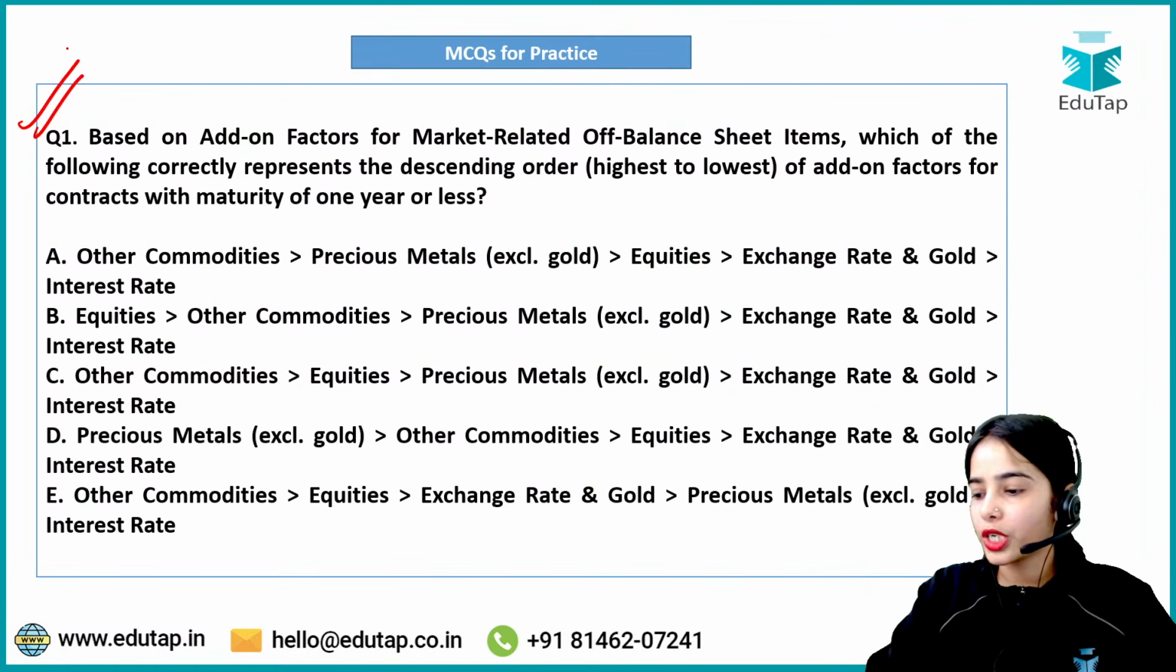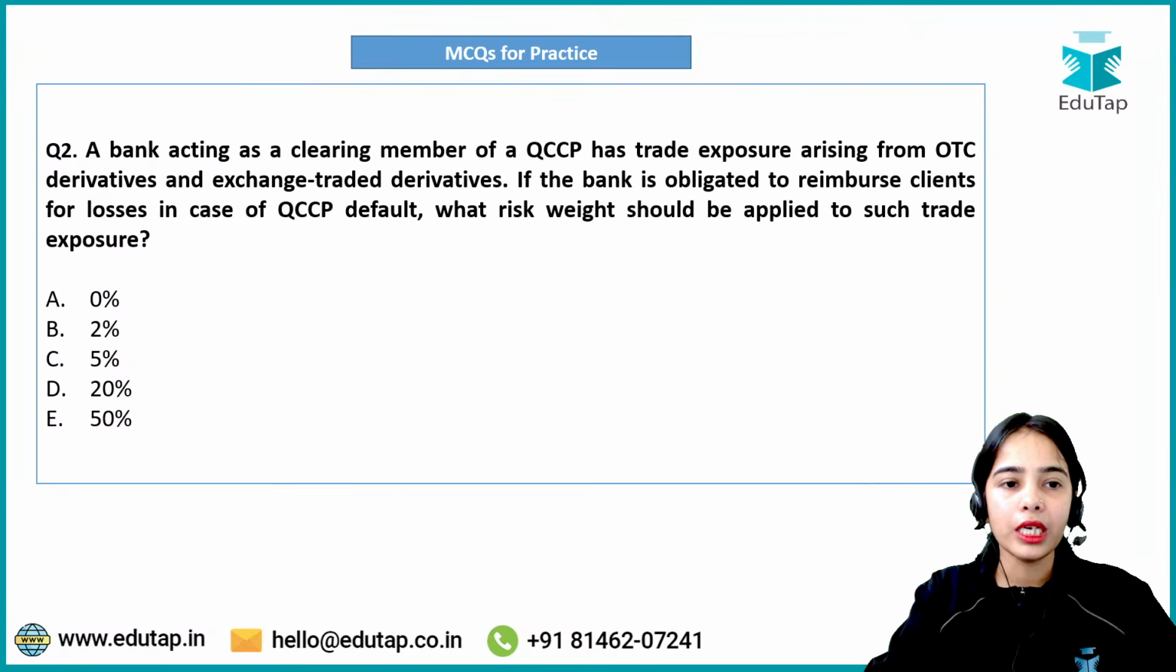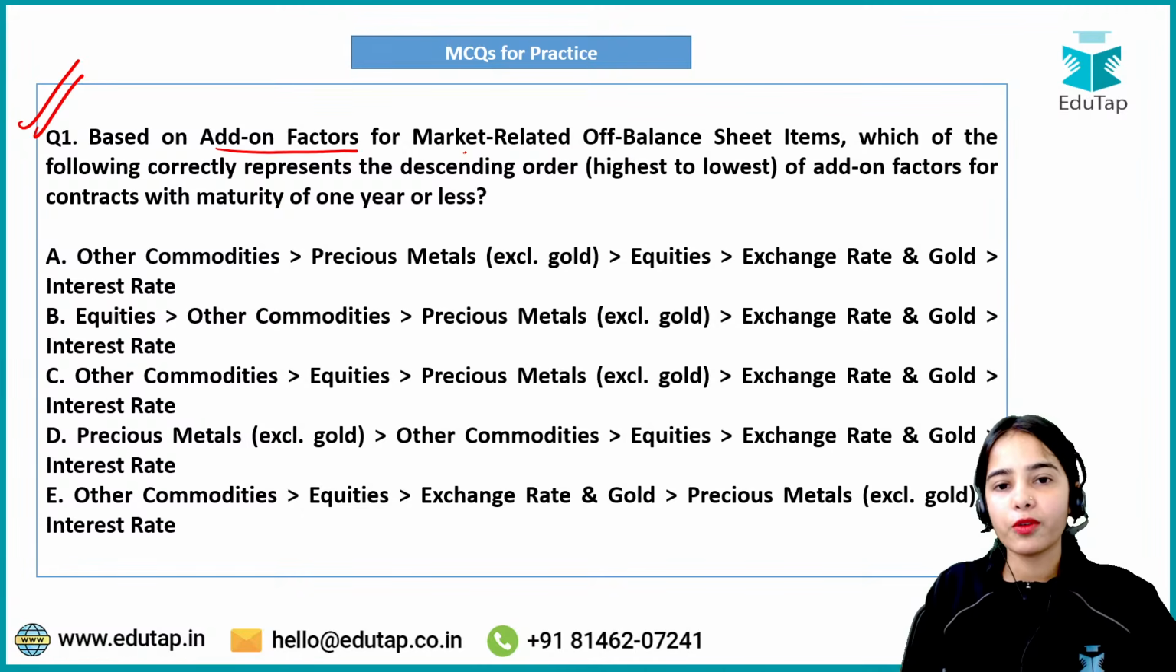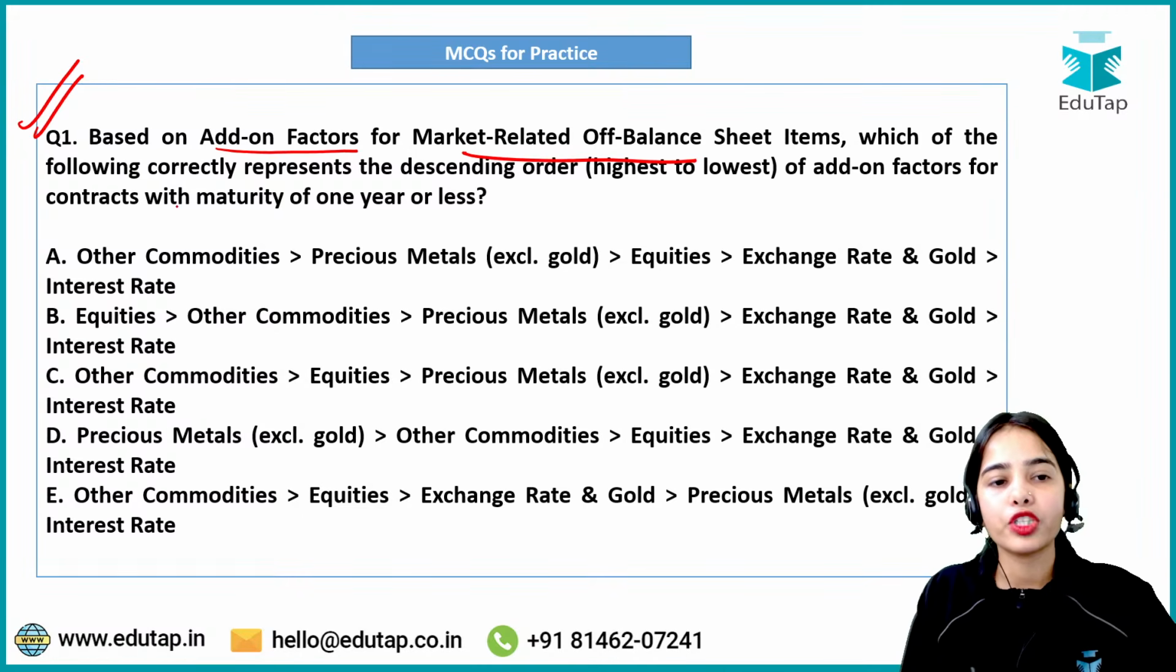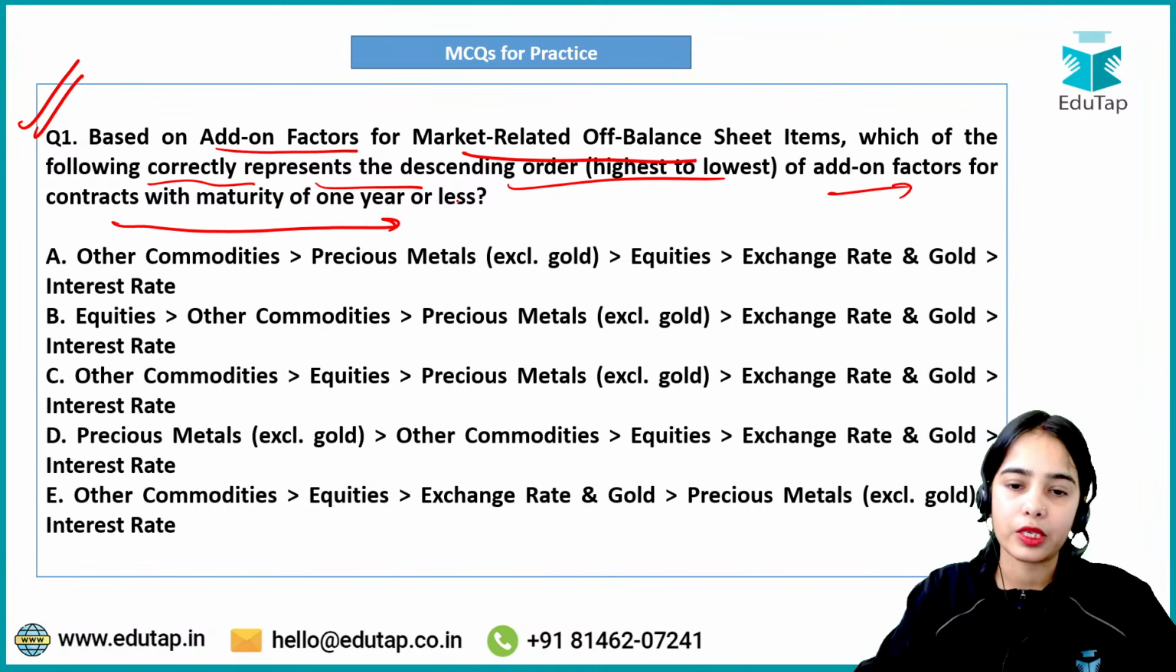Now this is the first question. I hope you will be easily able to answer this question. Try to answer this question. Based on the add-on factors for market related off-balance sheet items, which of the following correctly represents the descending order of add-on factors for contracts with maturity of 1 year or less, okay?